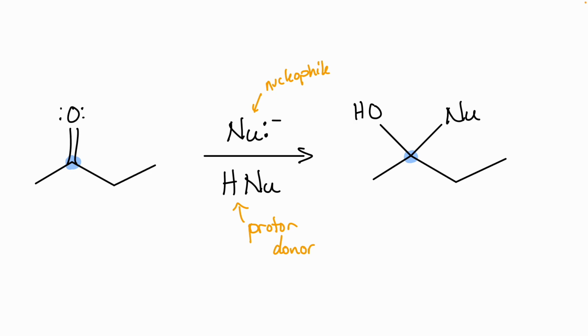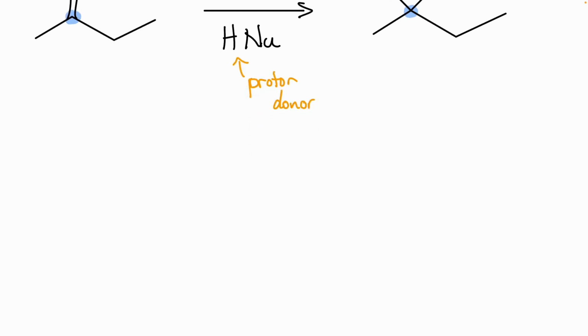Okay? If we use a basic nucleophile with this negative charge, we're going to need to protonate that oxygen. And so what we're going to use as our proton donor is just going to be the protonated form of that nucleophile. So let's start off with a specific example here. All right.